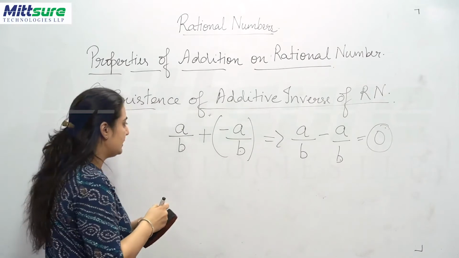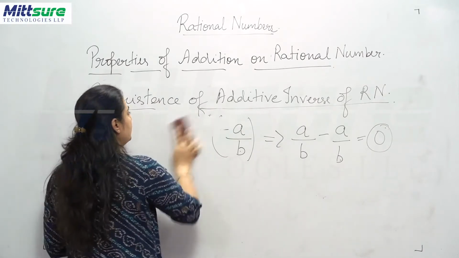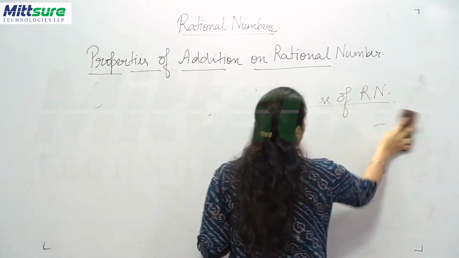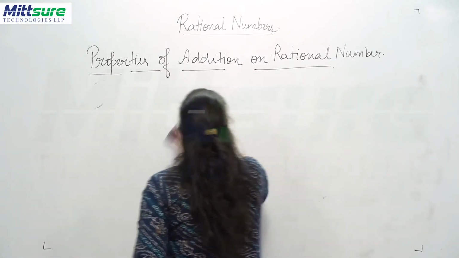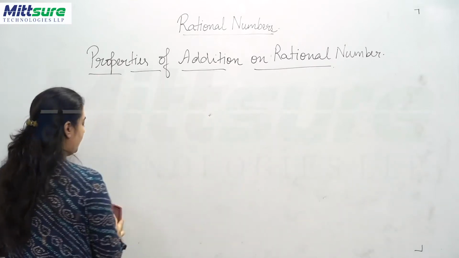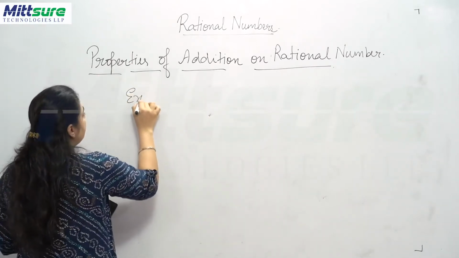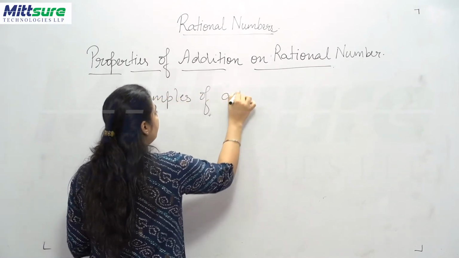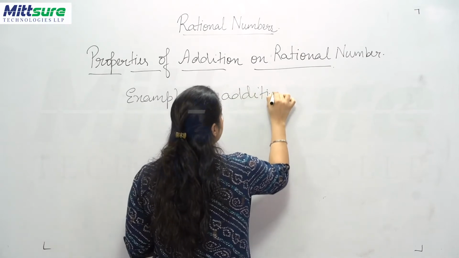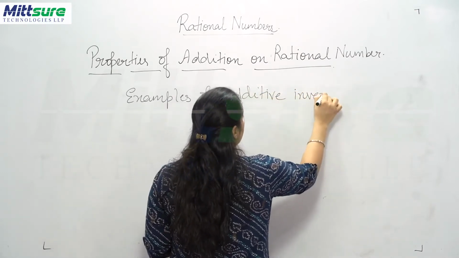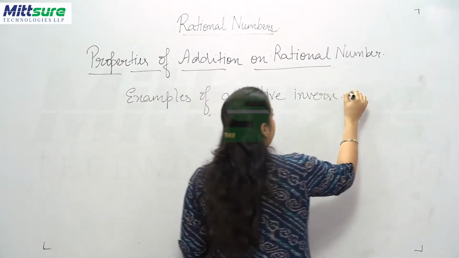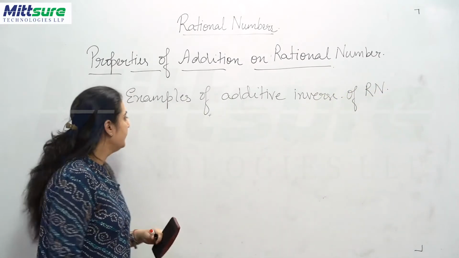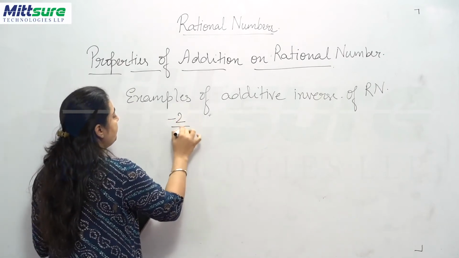Now let's learn the same with some of the examples. Examples of additive inverse of rational numbers.